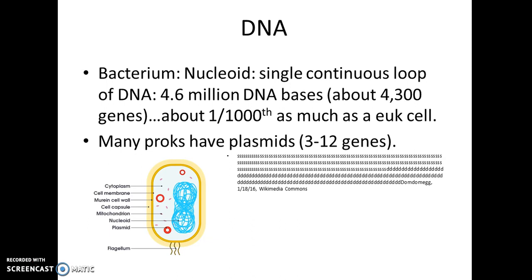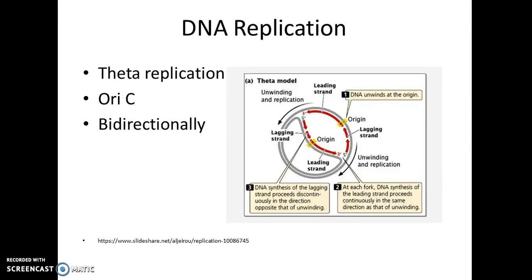Now, it's about 1 in 1,000th the size of our cells. Many prokaryotes have plasmids that are about 3 to 12 genes in length, and we have a picture below here of a nucleoid as well as some plasmids. So that's the DNA. We're going to talk about DNA replication.